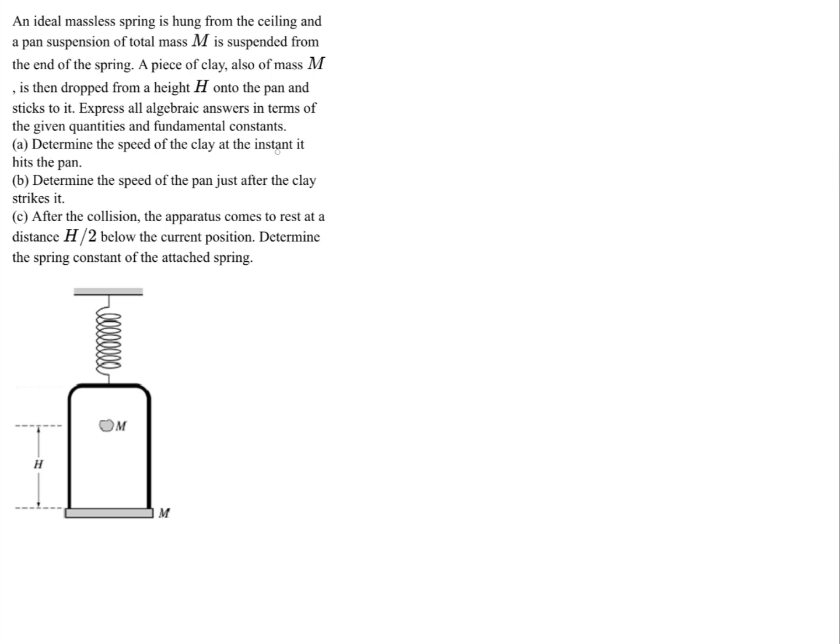Determine the speed of the clay at the instant it hits the pan. So that's our first question. We need to figure out the speed as soon as this lump of clay hits this pan. There's mechanical energy conservation. When you hold the clay at a height h above the pan, it has gravitational potential energy, given by the mass times the gravitational acceleration, or the weight, times the height it is held above the ground.